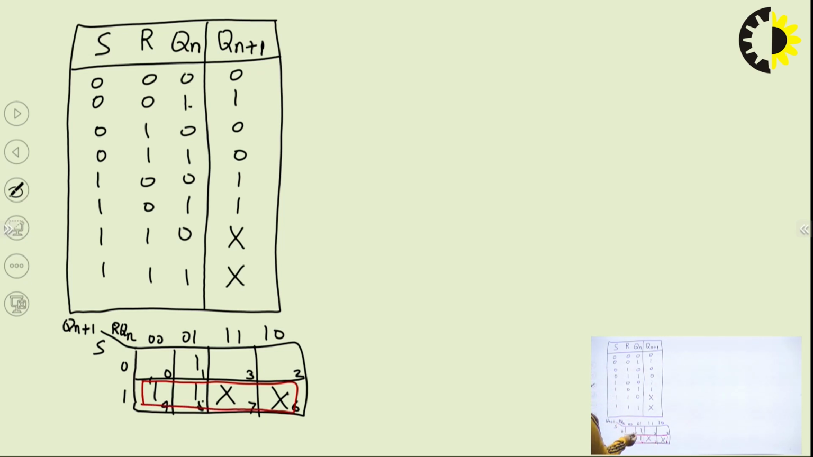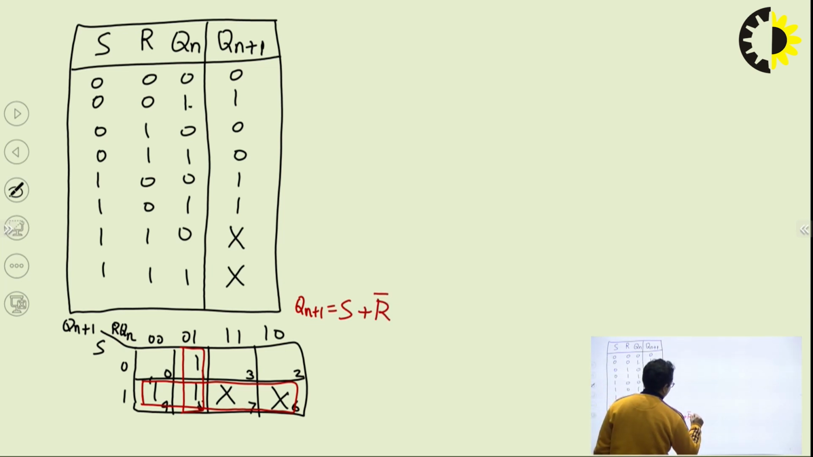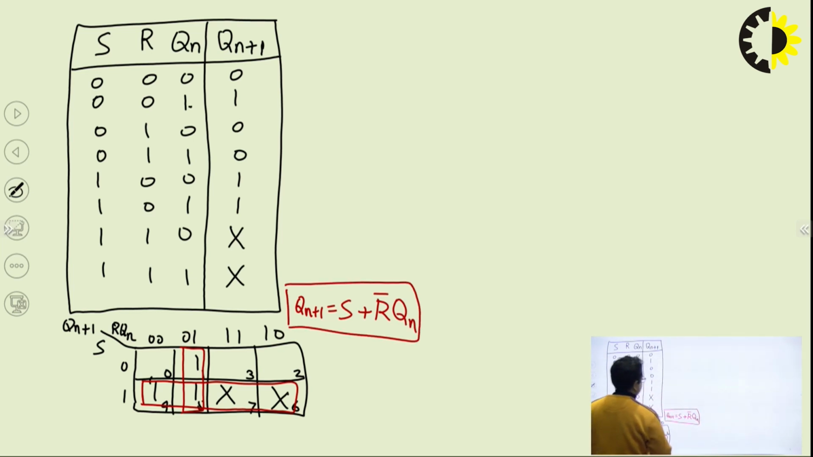Similarly, the remaining thing that is left is your 1. So you will combine that 1 with this combination and it will give you a pair. So what is the output expression that we will get? We will get the output expression as Qn plus 1 equals, for this it will be S and for this it will be R bar Qn. So that is your output expression for the SR flip-flop from the characteristic table.